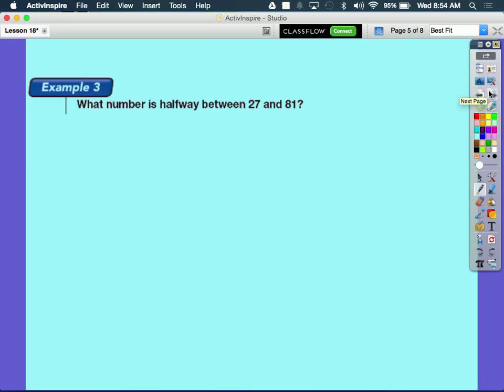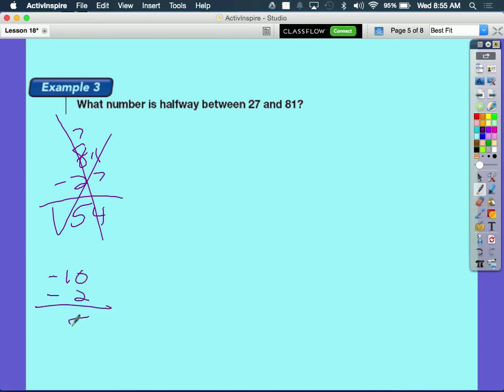What number is halfway between 27 and 81? Now, a lot of you are going to try to just take 81 minus 27 and get 54. Okay? That might work sometimes, but that's not the correct way to do it, because at other times it's not going to work. For example, if I say what number is halfway between 10 and 2, and I subtract, I get 8. Is 8 halfway between 10 and 2? No. 6 is. Okay? So it doesn't always work. So we don't want to do it this way.